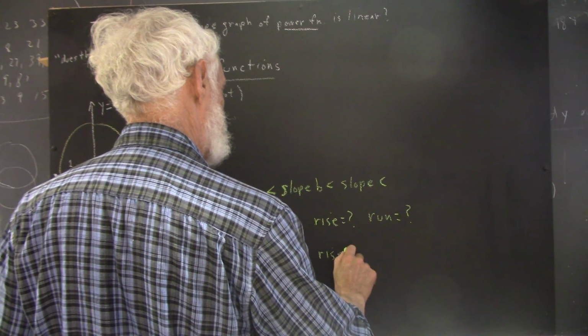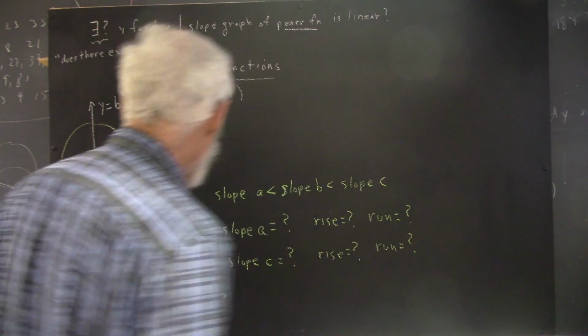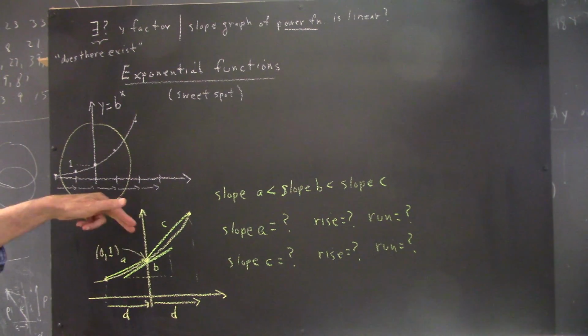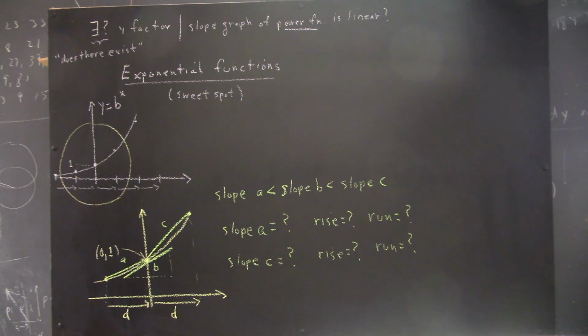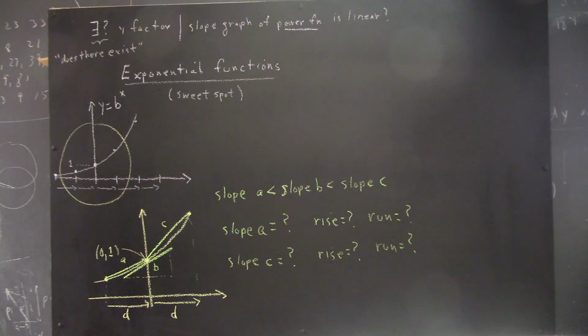For each of these questions, what's the rise and what's the run? What's the rise for segment A? What's the rise for segment C? What's the run for segment A? What's the run for segment C?